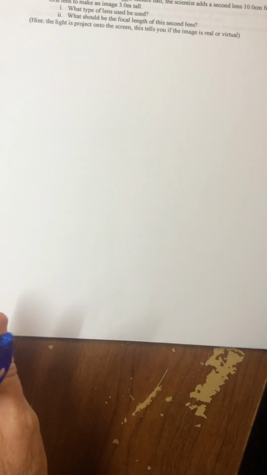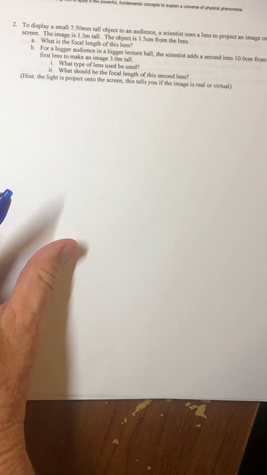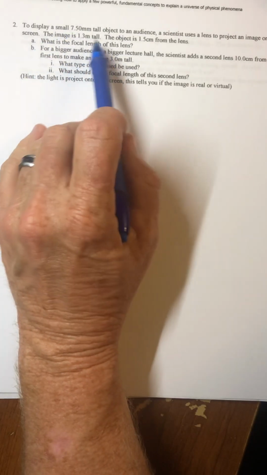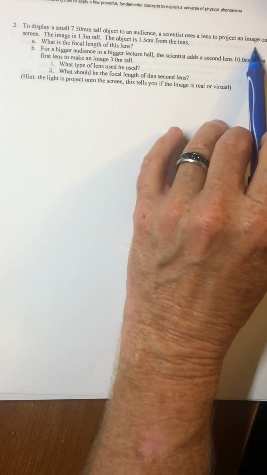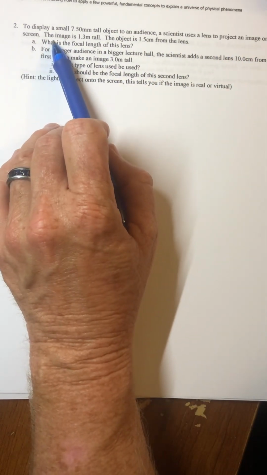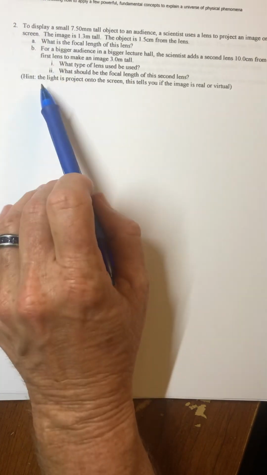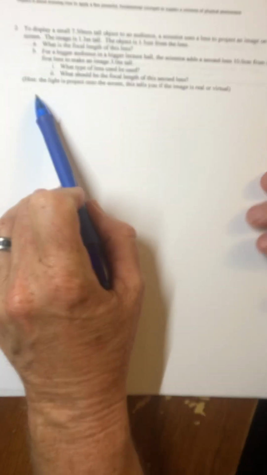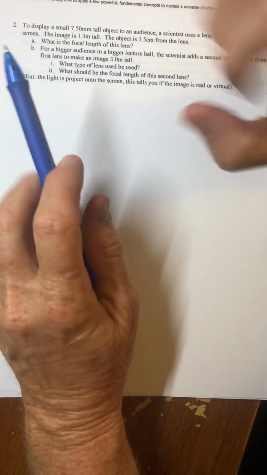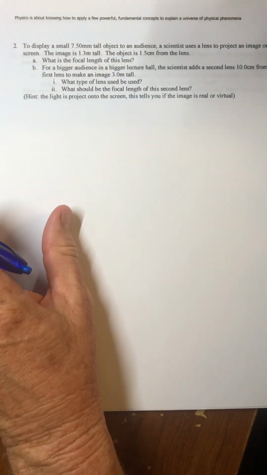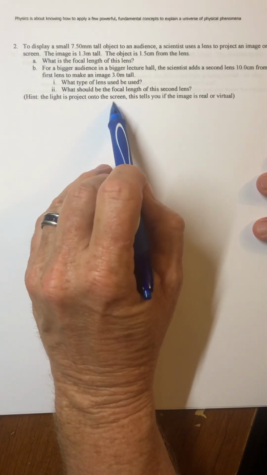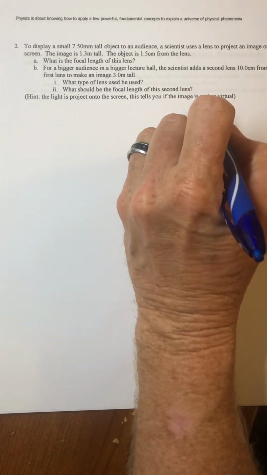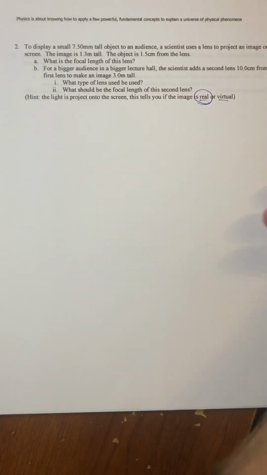All right, so question 2 says, to display a small, 7.5 millimeter tall object to an audience, a scientist uses a lens and projects the image up on a screen. All right, now that's an important clue, and it's what I thought I would help you with. If you're going to see something on the screen, that means the light has to really be there. It has to be projected on the screen. And so, hint, the light is projected onto a screen, and this tells you if the image is real or if it is virtual. And so it has to be real.